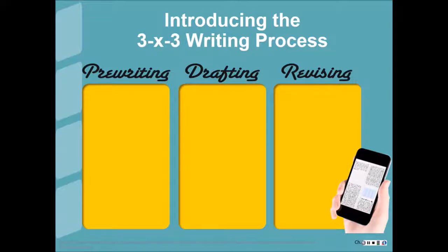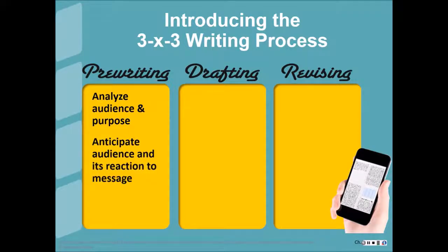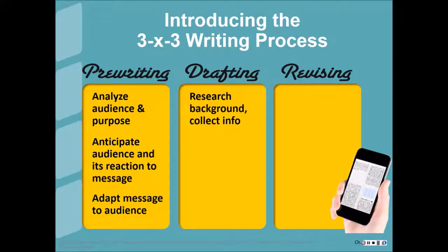So in the 3x3 writing process, we have pre-writing, drafting, and revising. So pre-writing comes before you actually write the document. You're thinking, you're analyzing the audience and the purpose. You're going to anticipate the audience's reaction. You're going to adapt the message to the audience. And you're going to pick your channel of communication.